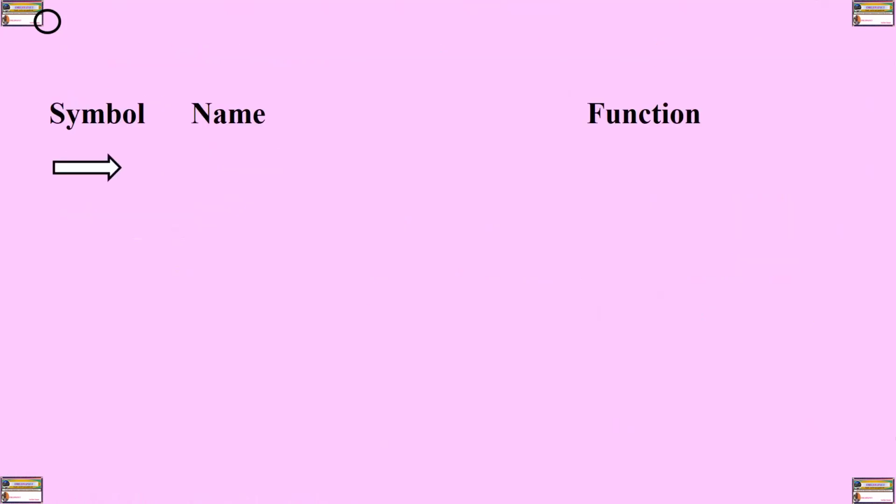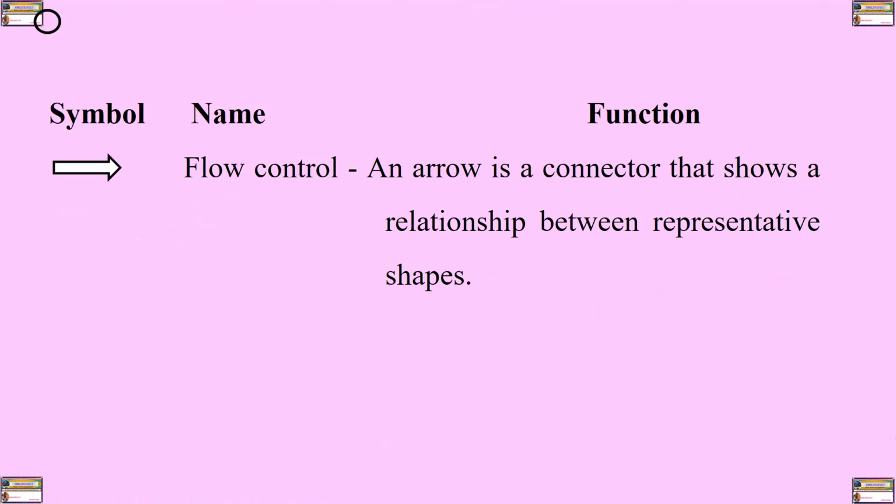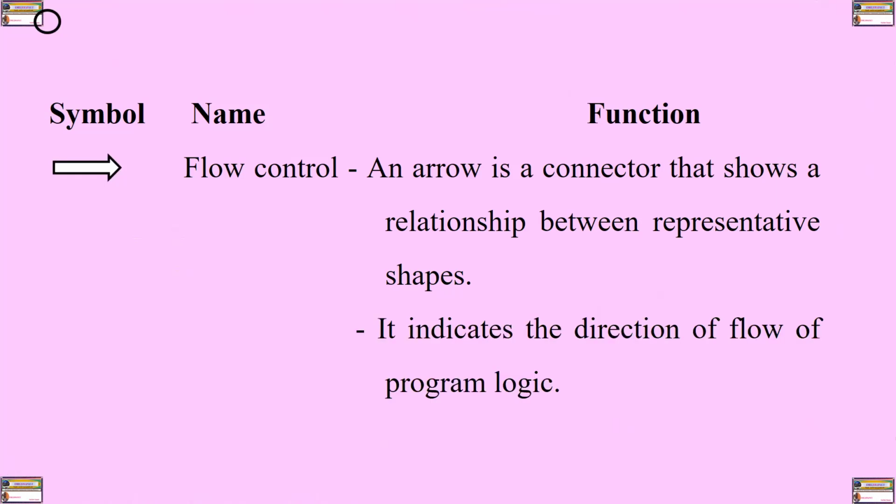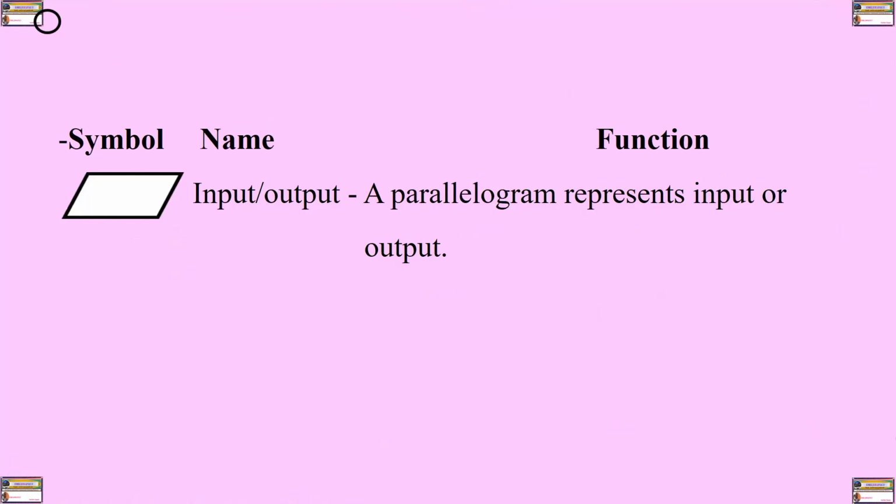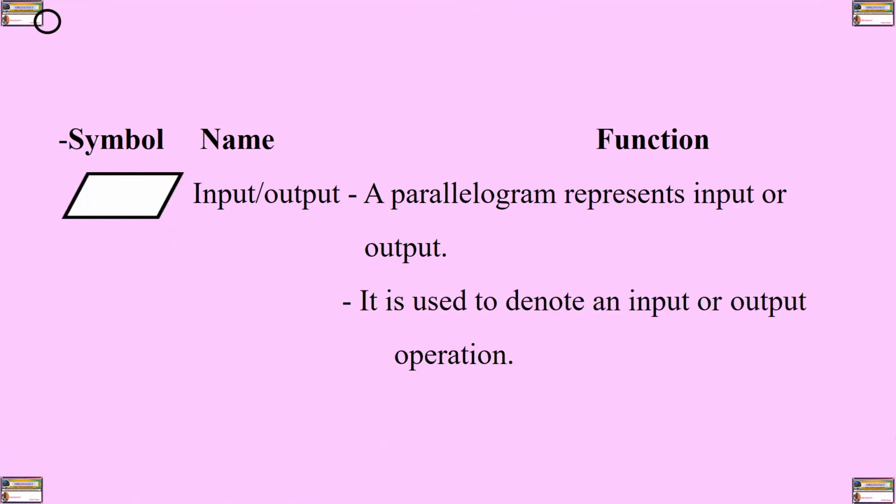The other symbol is the flow control. It is a connector that shows a relationship between representative shapes. It also indicates the direction of flow or program logic. Another symbol is the input-output symbol. It's a parallelogram that represents input or output. It is used to denote an input or output operation.